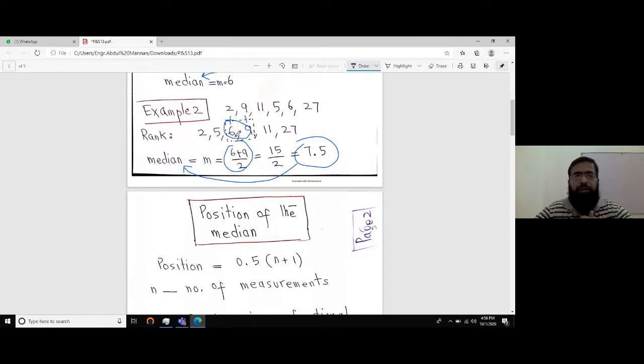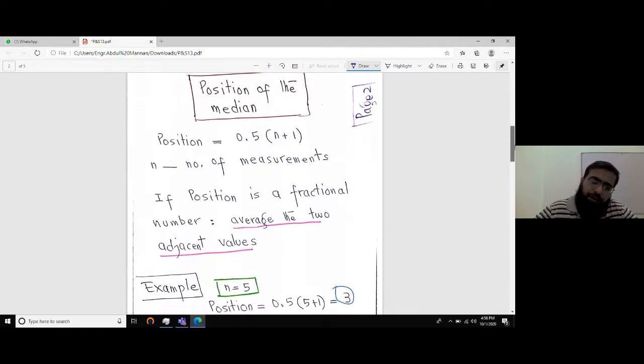So 1, 2, 3. This is position number 3. This is position number 4. So we compute the average of the two, and that is the median. Right.